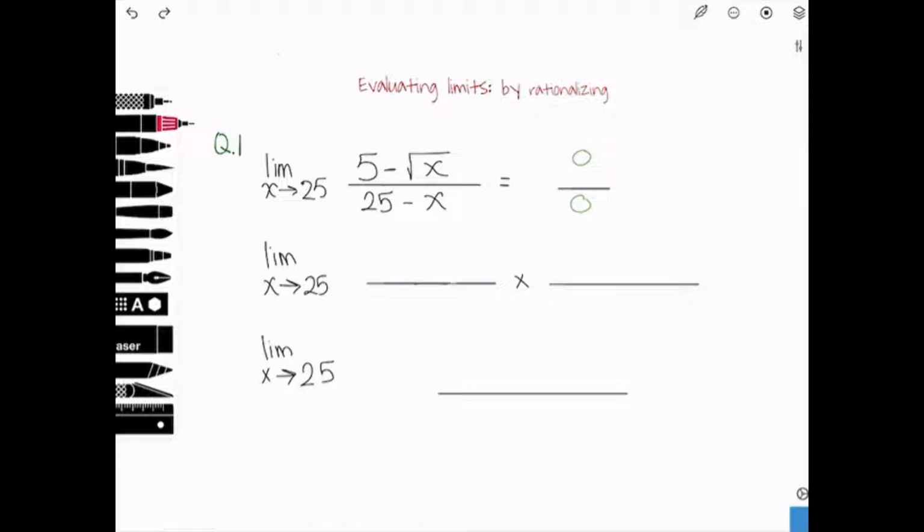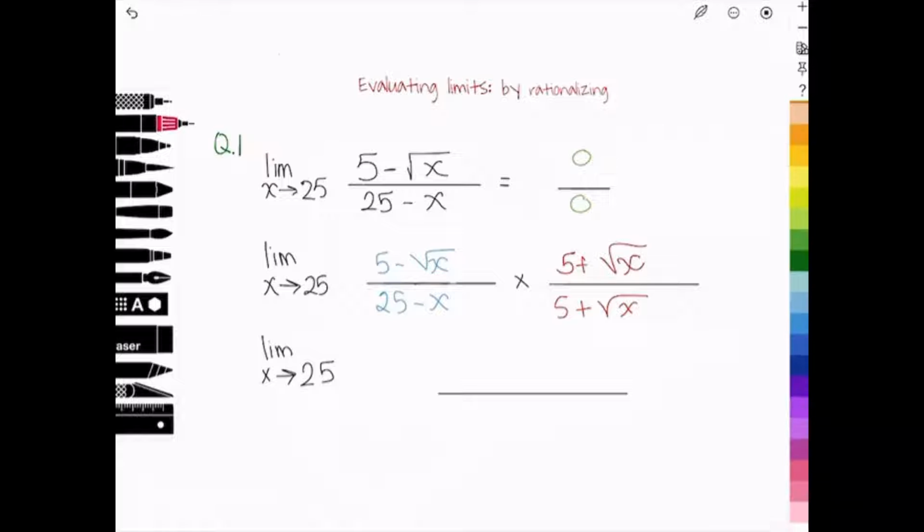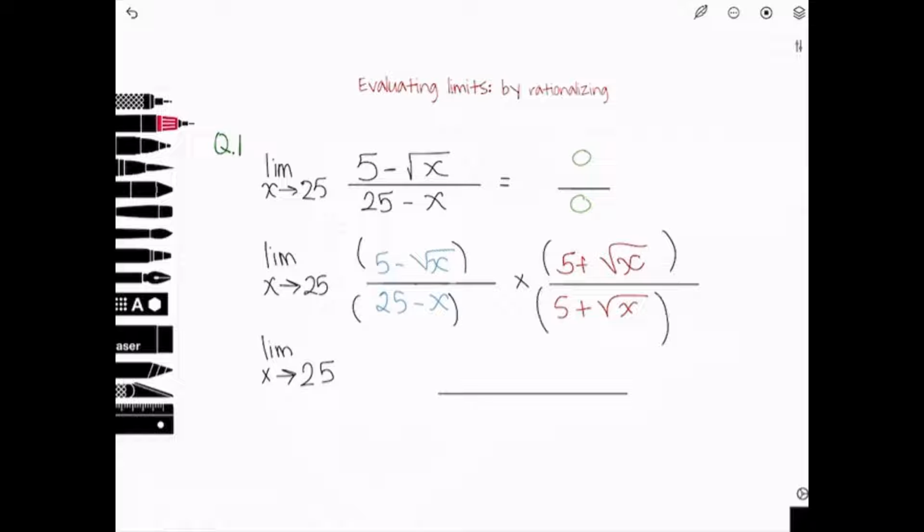So 5 minus square root of x over 25 minus x. We multiply it up and down but change the sign. So here it will be 5 plus square root of x, and down would be 5 plus square root of x. So what do we do now?